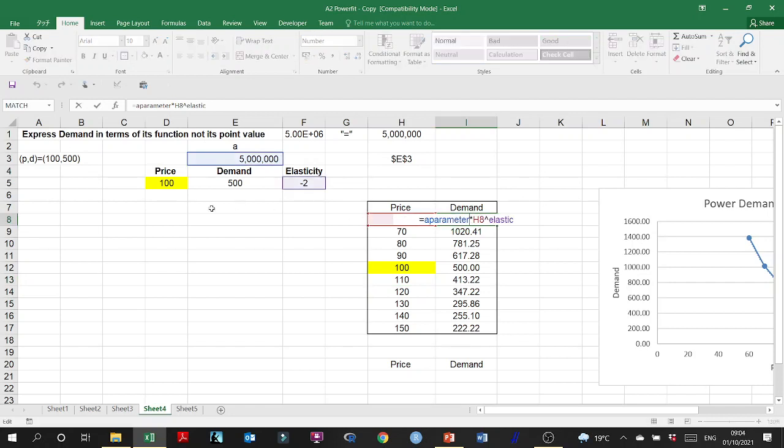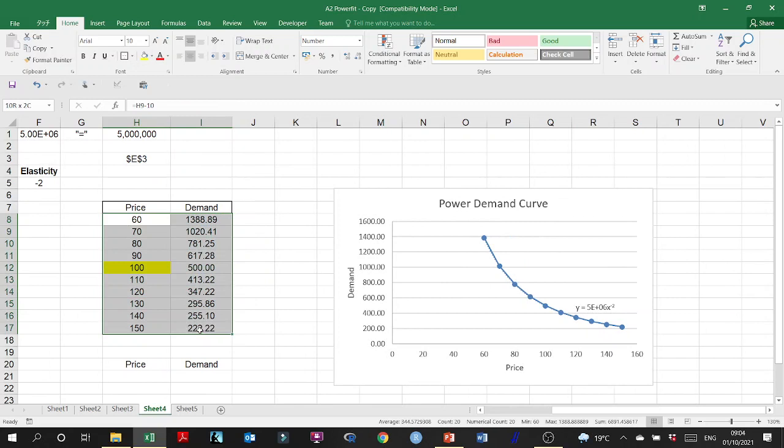And over here, I just put the demand function exactly as I've done it here earlier. A times this, the price is this one, this price to the elasticity. If you name these parameters, then they will be fixed. Their position will be fixed. If you don't name them, then please make sure that E3 has a dollar sign before the E and a dollar sign before the 3. And likewise, for F5, it should also have a dollar sign before the F and a dollar sign before the 5. And we talked about this absolute referencing, so the cell will stay still. And then just drag it down.